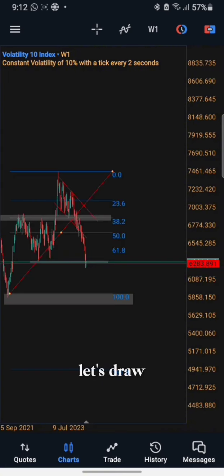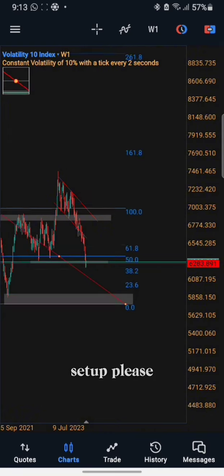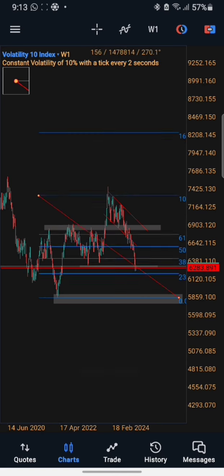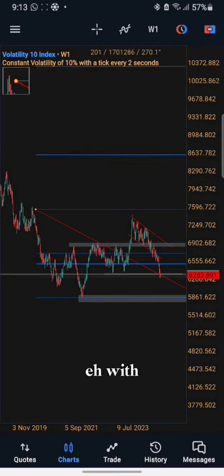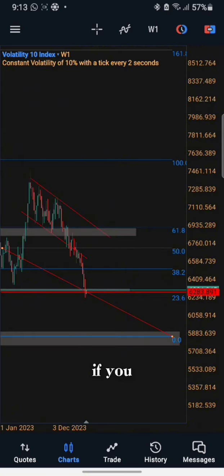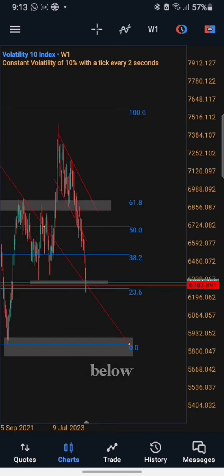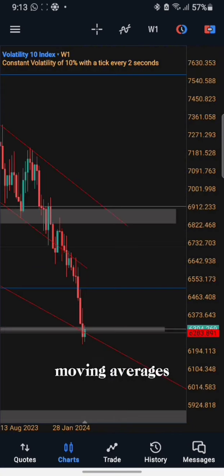And then let's draw another Fibonacci retracement and see if we can see any setup involving the Fibonacci retracement. With this setup, please do not forget, you should not use it alone. You must use it in conjunction with other strategies. For example, you might use it with the Bollinger Band strategy. If you haven't watched my video on Bollinger Bands, I'll put the link in the description box below. It's a very powerful strategy. You can also use it in conjunction with the moving averages.